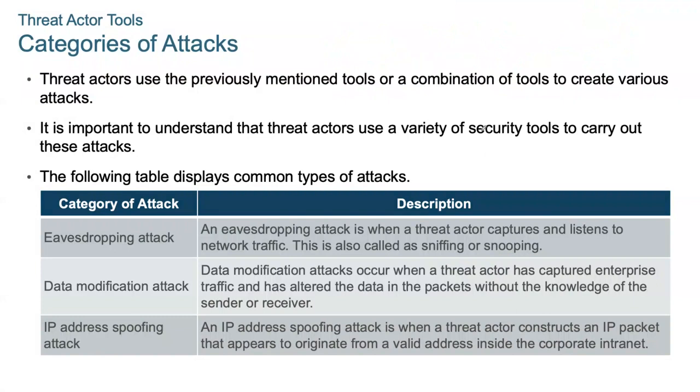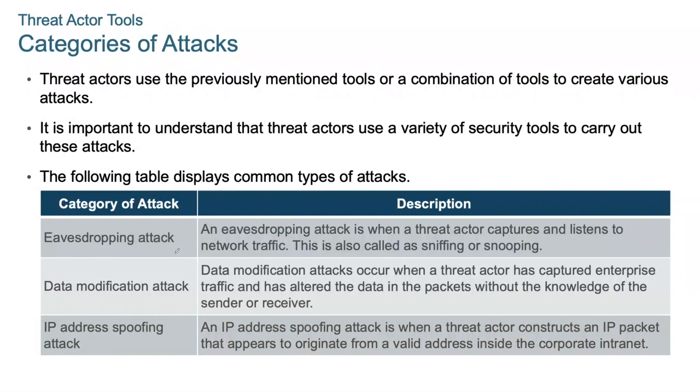Another one is the data modification attack. Eavesdropping is a passive attack, whereas the data modification attack is an active attack type. A data modification attack occurs when a threat actor has captured the enterprise traffic and has altered the data in the packets without the knowledge of the sender or the receiver. That type of attack we call data modification. This is the active attack.